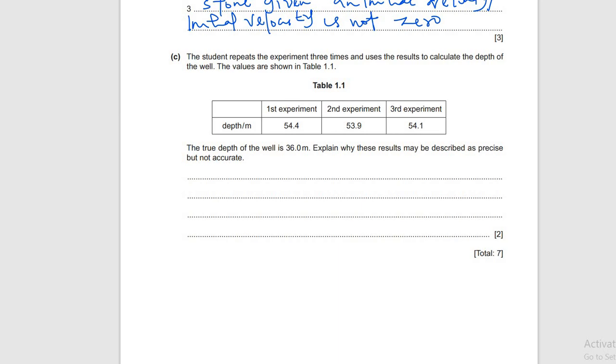Now, what is the meaning of precision? When the results agree with each other, when the values are close to each other, we can say they are precise. But when the values are far away from the true value, they are not accurate. So when you check, the actual depth is 36 meters. When you check these 3 values, they are far away from 36 meters, which means they are not accurate. But the 3 values agree with each other, which means they are precise. So in this case, let me put it down like this.